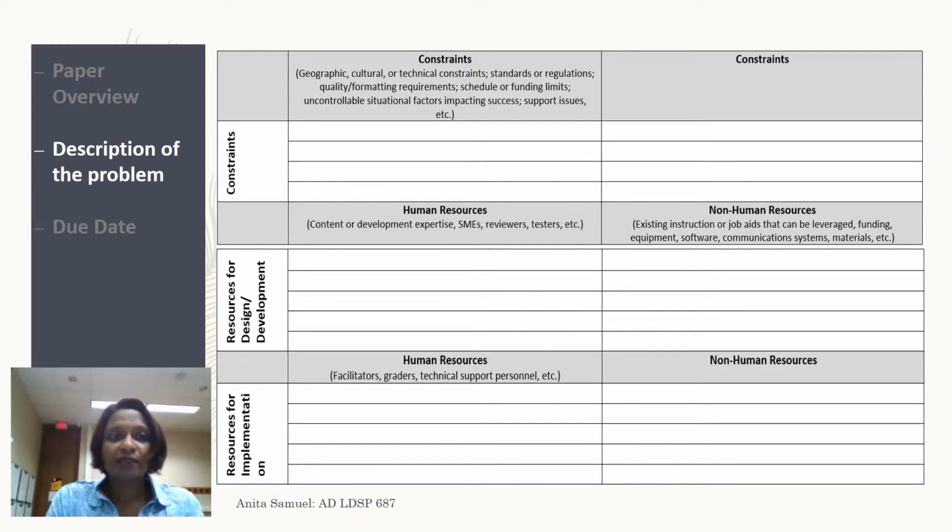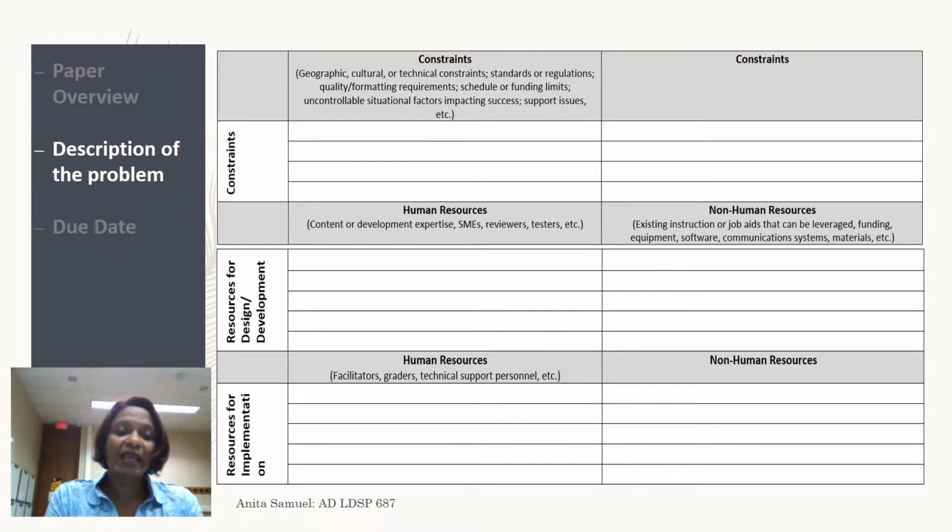You're also looking at constraints. You have geographic, cultural, technical constraints, technical being a big one, regulations, formatting, funding limits, any number of constraints that you can think of. And since this is being designed for a situation that is relevant to you, come up with constraints that make sense and play out in the field that you're working in. Some things could be like, for example, in nursing, a constraint could be just getting the time for everyone to turn up for the workshop. Do you have time for that?